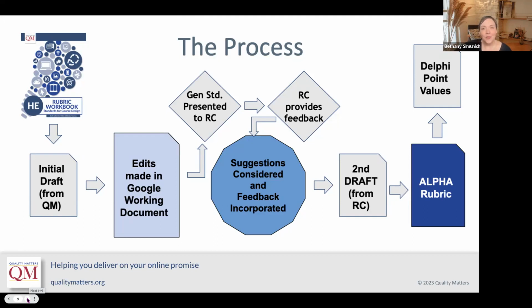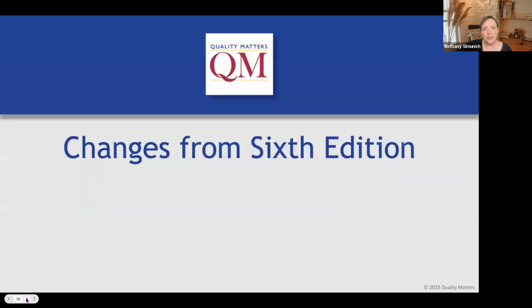in the Delphi process, where we go back to the committee and we're looking for those point values. Should it be a 3-point essential standard, a 2-point very important standard, or a 1-point important standard? So we use a Delphi process of scoring with the rubric committee to ascertain that information.